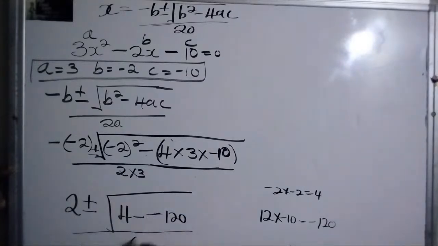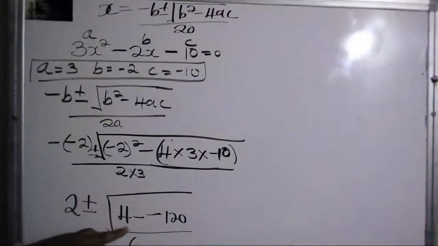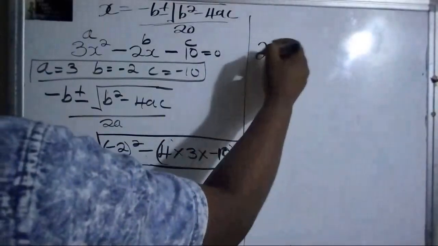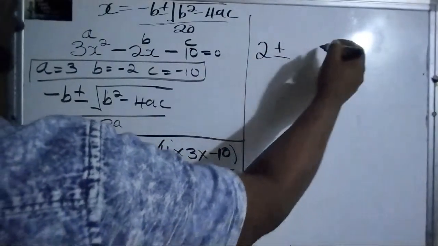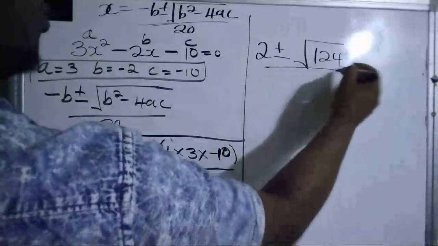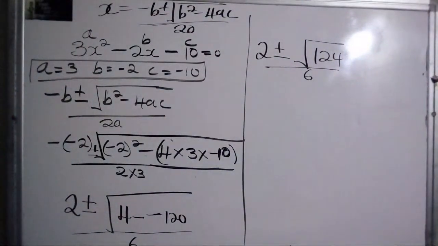all over 2 times 3. By now, we can jump this step because everyone knows that this is going to become an addition. So it's going to be 2 plus or minus the square root of 124 all over 2 times 3, which is 6. Alright, let's style it up. I'm going to punch it in the calculator. I'm going to round it off to 1 decimal place.